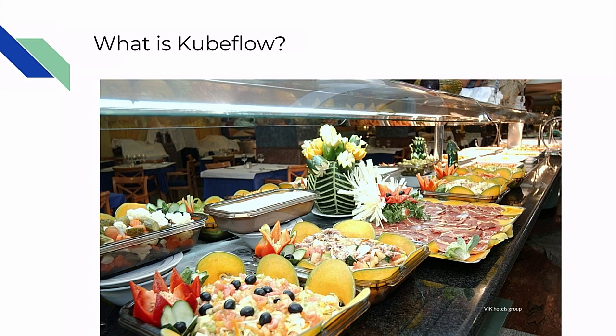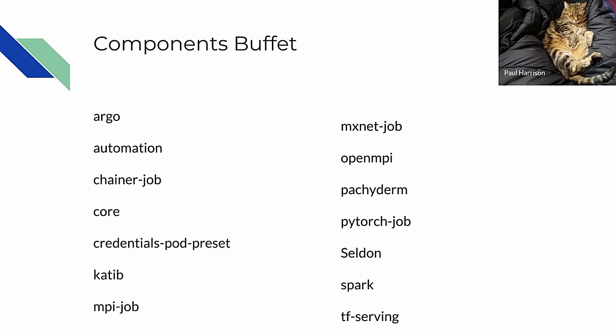So a whole bunch of things, not just TensorFlow. And so this is some of the buffet of the options that we've got. Some of these things you're going to recognize as machine learning tools, right? You know, PyTorch, TF Serving, you might recognize Katib for hyperparameter tuning.